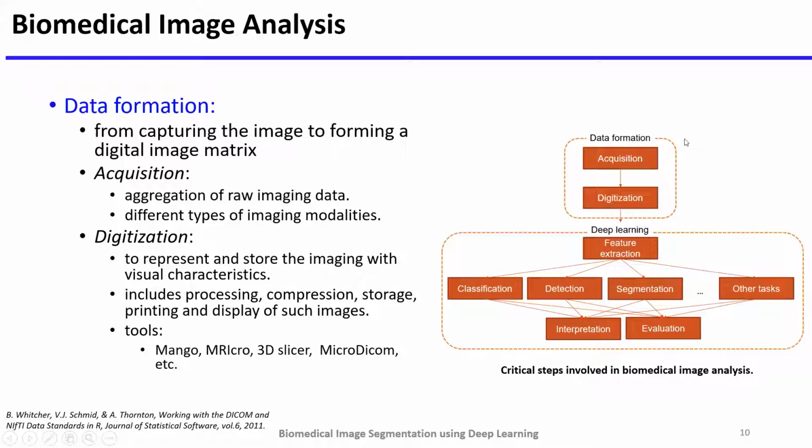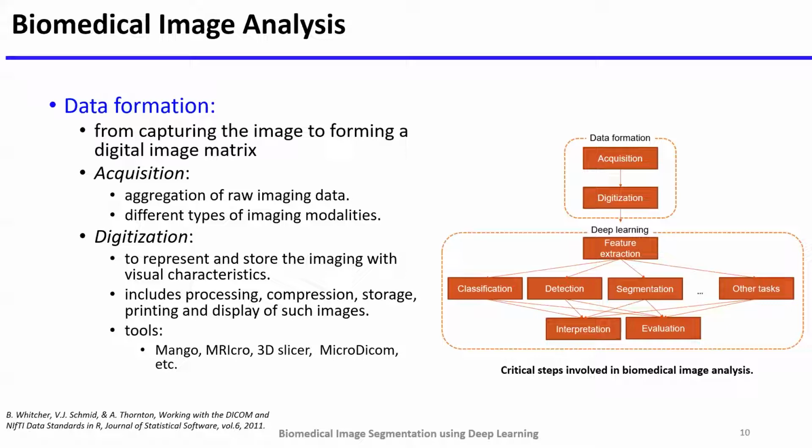So in this diagram, we can see that biomedical image analysis is divided into various steps. Mainly, these steps have two components. The first one is data formation. We can understand that this is the initial task of biomedical image analysis. Here we capture the data in terms of a digital image matrix. This step has a first phase, that is the data acquisition phase.